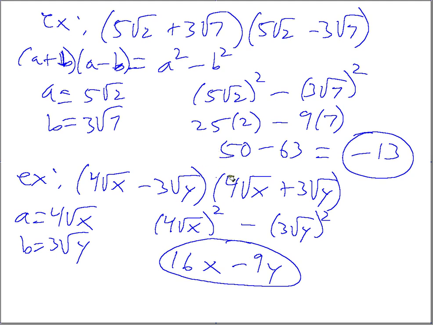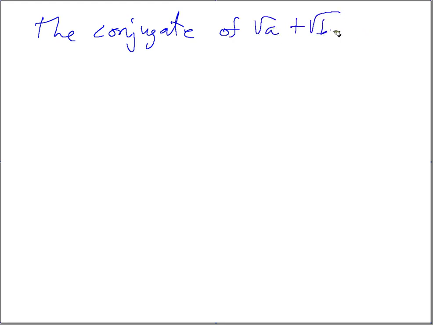When you have this relationship where you have a product where there are no more square roots remaining, that means that these two quantities you're multiplying here are called conjugates of each other. Let me give you that definition. The conjugate of the square root of a plus the square root of b is simply the square root of a minus the square root of b. So just change the sign from plus to minus.